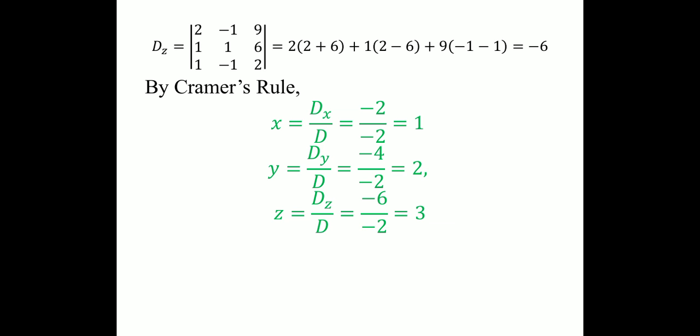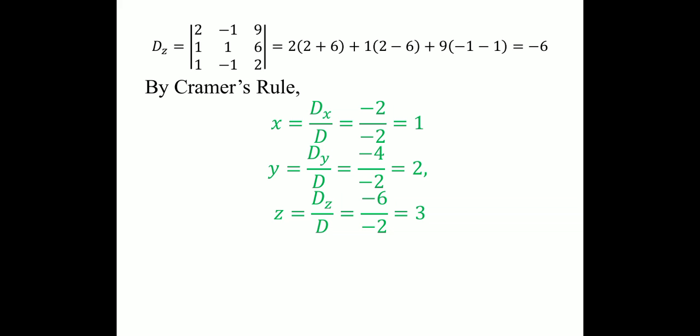Next, the last step is to find out dz. dz is equal to, again replace the coefficient of z by 9, 6, 2, that is 2 minus 1, 9, 1, 1, 6, 1 minus 1, 2. Taking its determinant, we get the value dz is equal to minus 6.